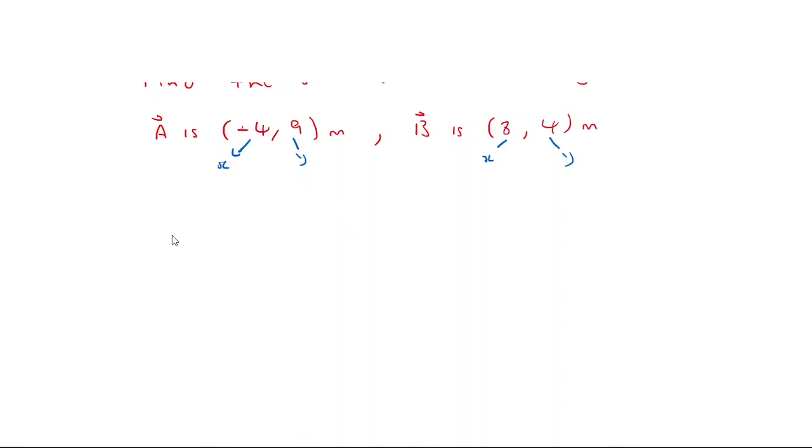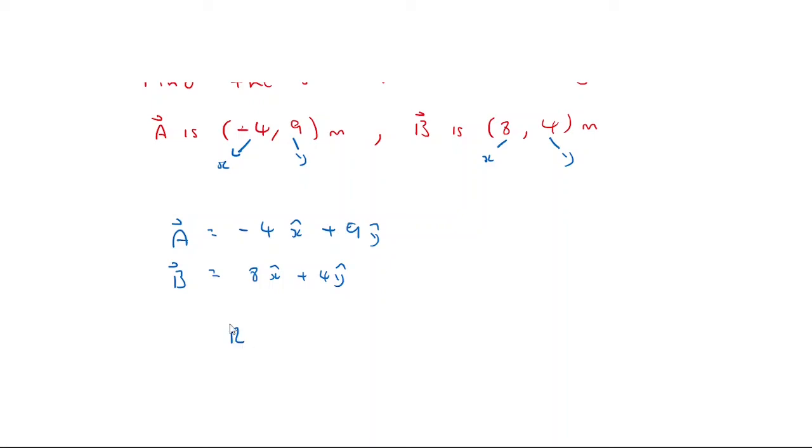So you can write this as vector A is going to be -4 x, this is the x direction. Plus, because there's a plus, this one is positive, so you put a plus. If there was a negative here, you put a minus here. And then this is 9 y. That's vector A. Vector B is going to be 8x plus 4y.